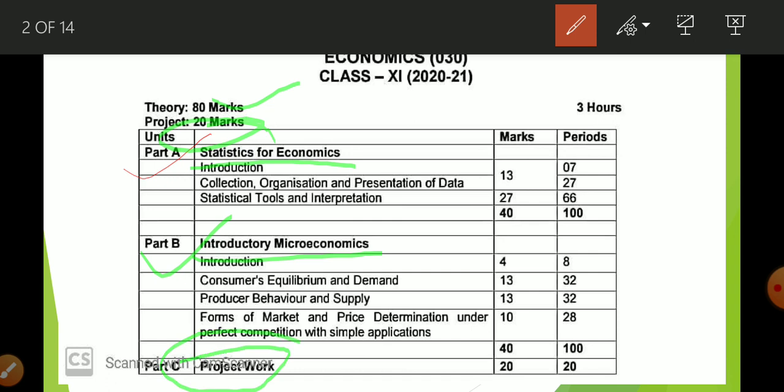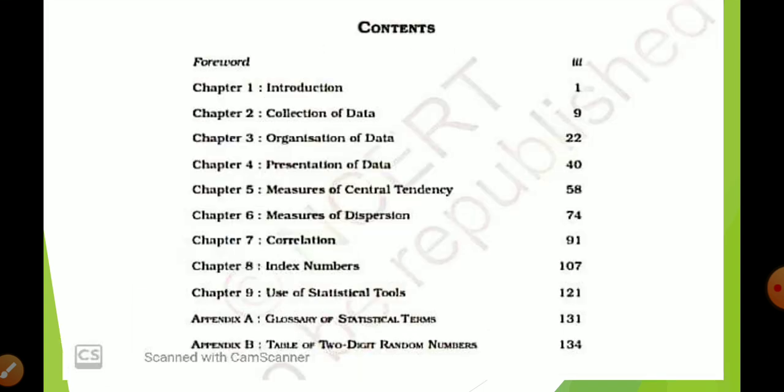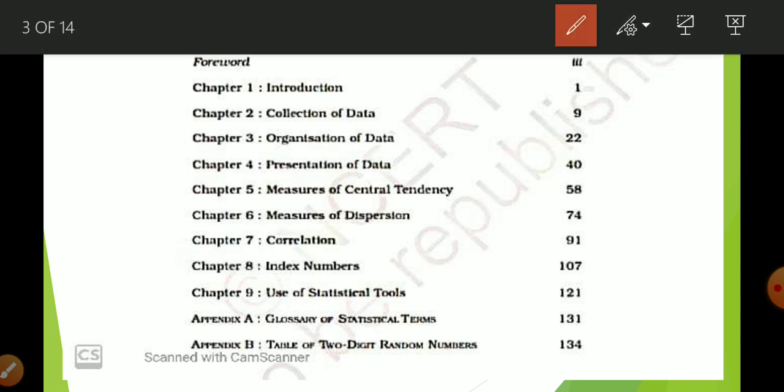In part A, Statistics for Economics, there are three units. First is introduction, second is collection, organization and presentation of data, third is statistical tools and interpretation. In your NCERT book there are a total of 9 chapters, but in your V.K. Ohri side book there are more chapters because there is more explanation. Today we are going to discuss the first chapter, introduction.